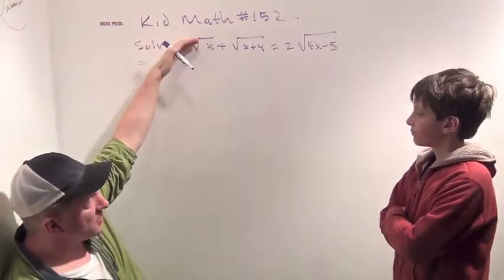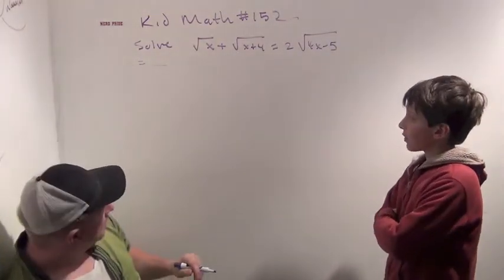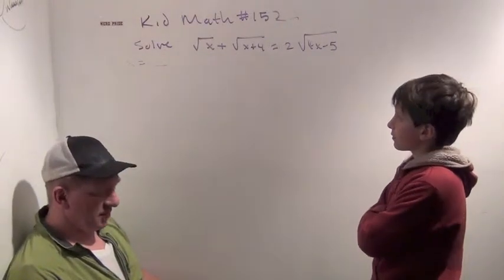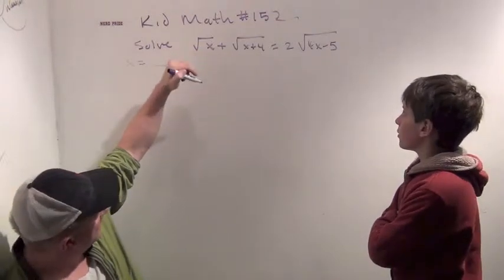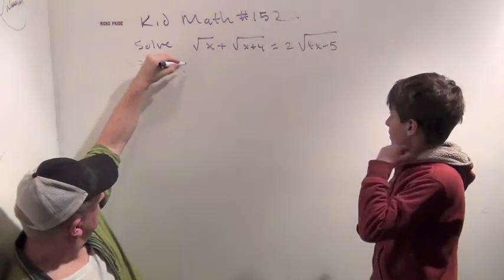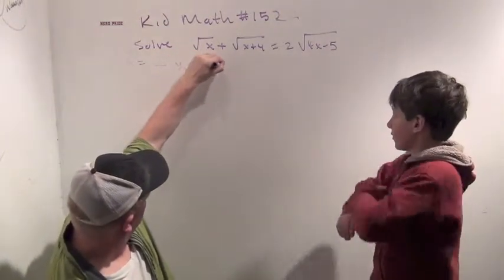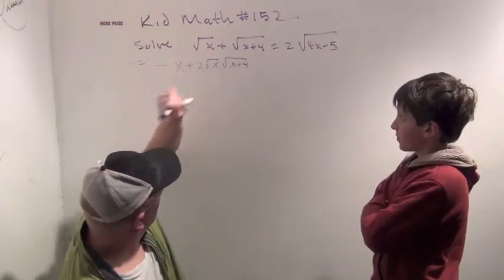Now, algebra. What's the difficulty with the algebra here? We have so many square roots. So what does that lead you to guess would be a good first step? Square everything. What do you get when you square this side? You get x plus 2 times the square root of x times the square root of x plus 4, plus x plus 4.